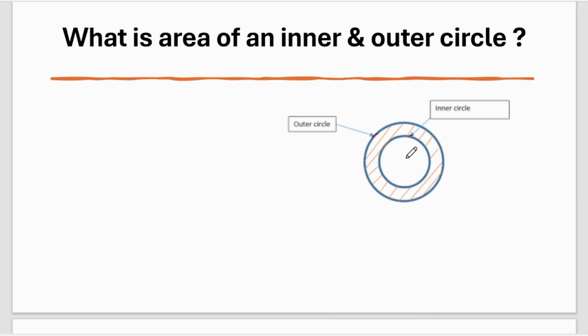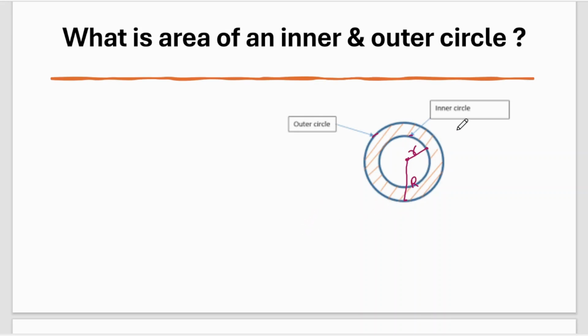Now let me take the center as O and any point. Now I am drawing a radius, and since it is the radius of the inner circle, I will denote it by small r. Now I will denote the radius of the outer circle as capital R. Remember, from here to here it is capital R, and from here to here it is small r.